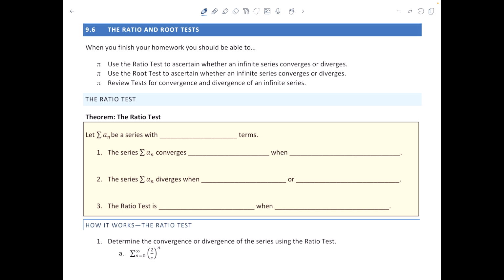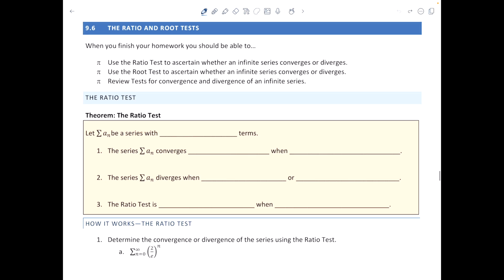So here we go, the ratio test. Let the summation a sub n be a series with non-zero terms. So a lot less about the conditions on these, which is nice. The series summation a sub n converges absolutely, another nice thing, when the limit as n approaches infinity of the absolute value of the ratio of the n plus first term to the nth term of that sequence is less than 1.